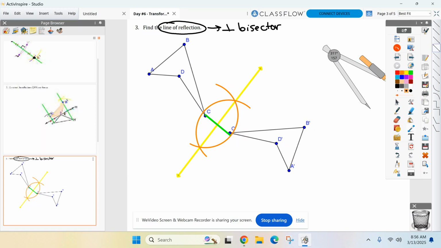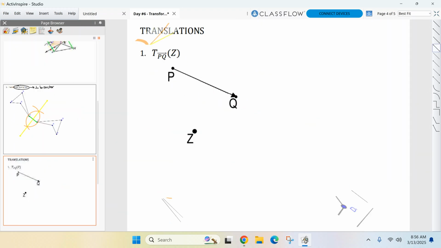All right, any issues you want to talk about with the reflections? Because now we got to move on to translations, which is another beast. All right, reflections and finding the line of reflection done. Now let's talk about a translation.